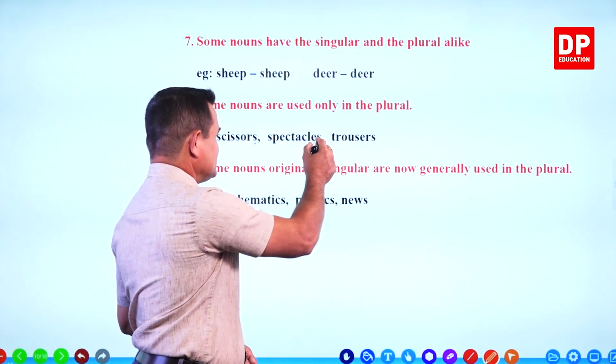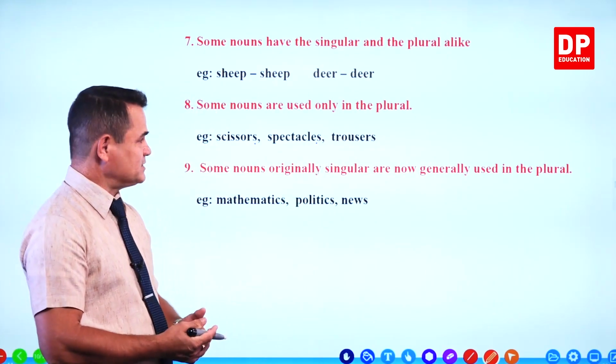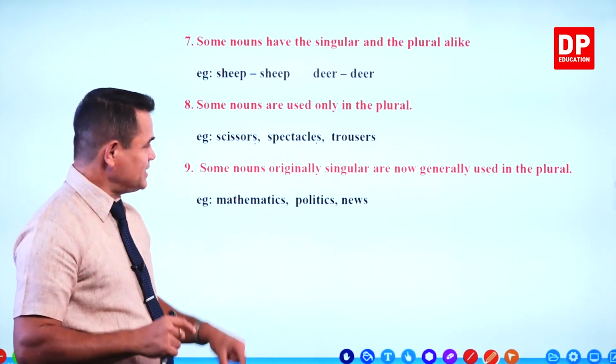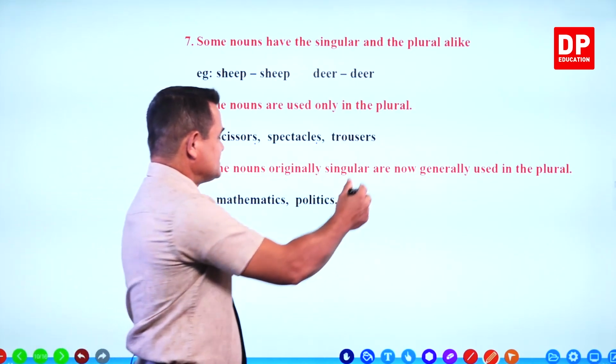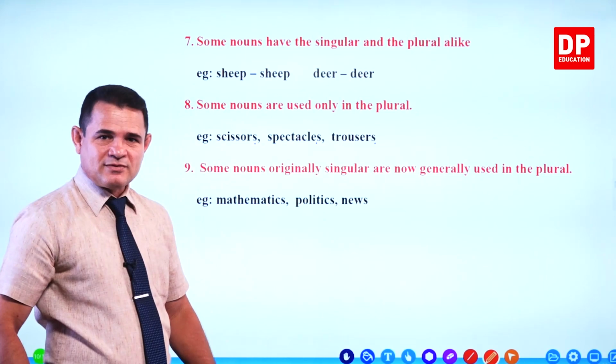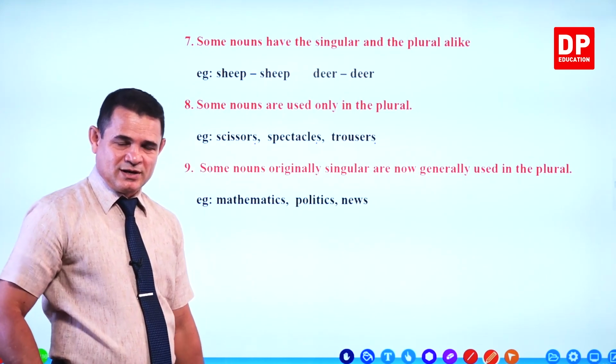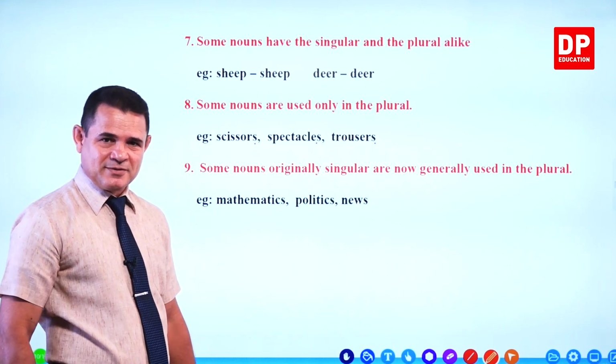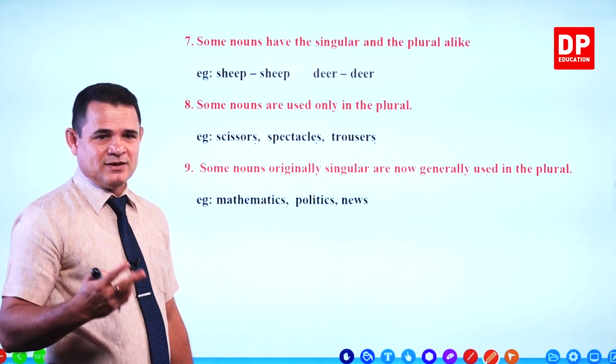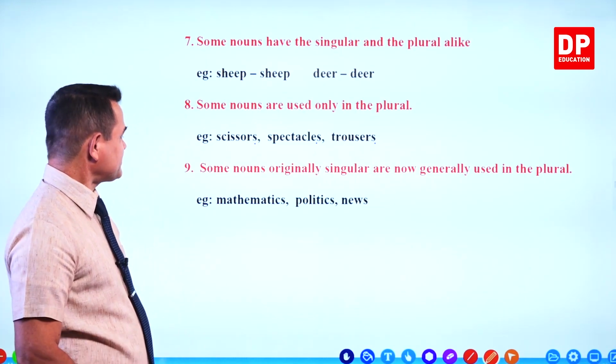Spectacles is තියෙනවා. It's in plural form always. Spectacles කණ්ණාඩි. Trousers. Pair of trousers කියලා කියන්නේ. Trouser. There are two legs. කකුල් දෙකට තියෙනවද? So always it's in pair. So it is in plural form.